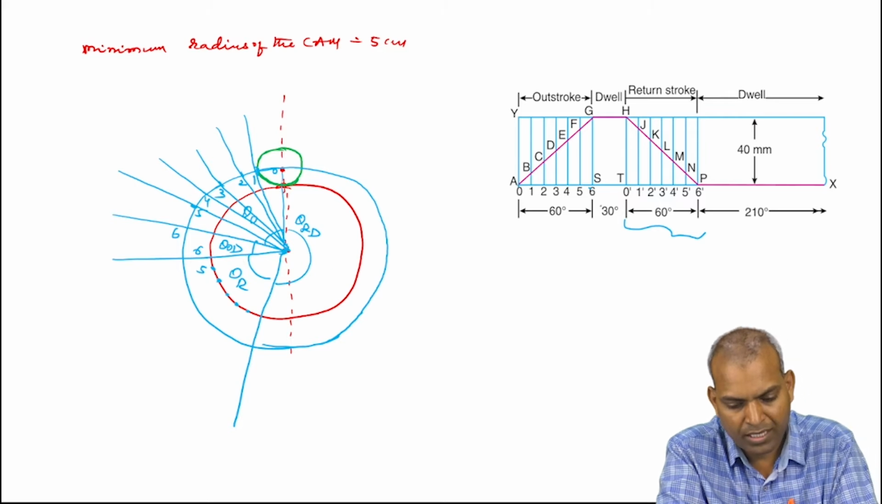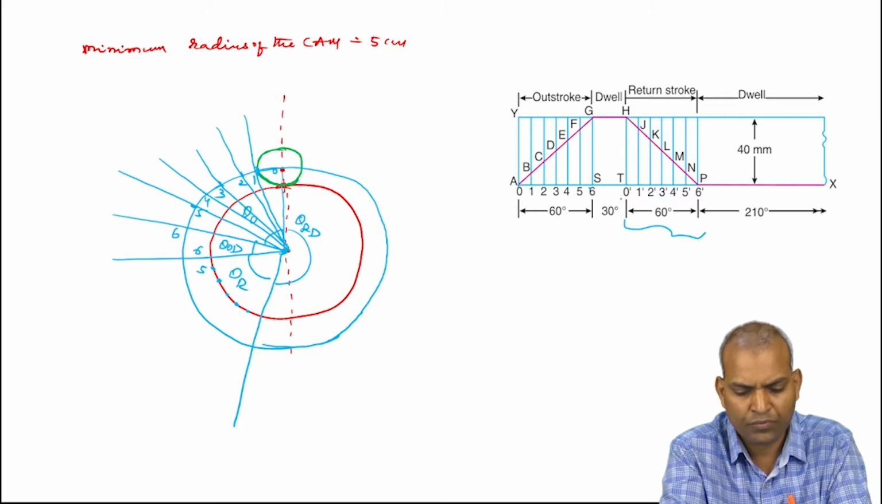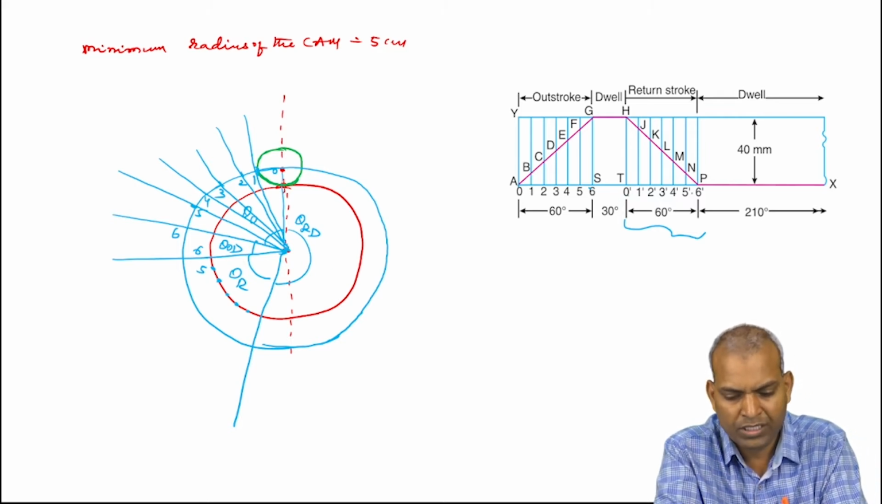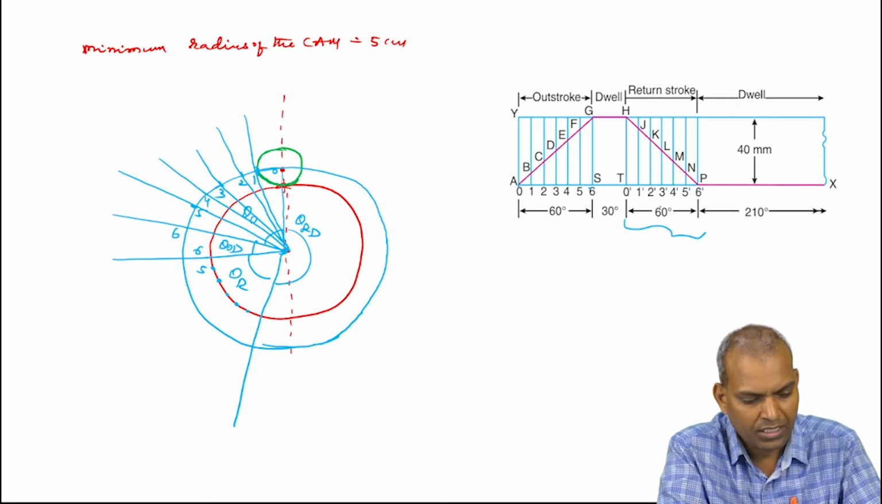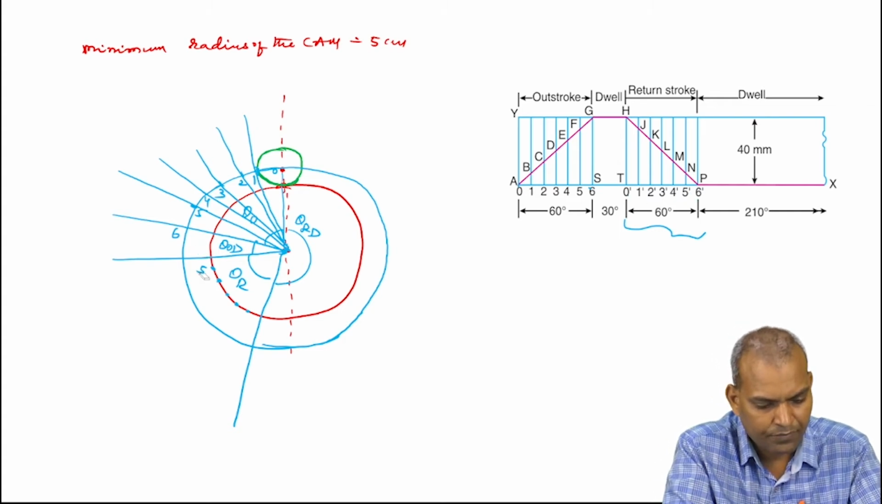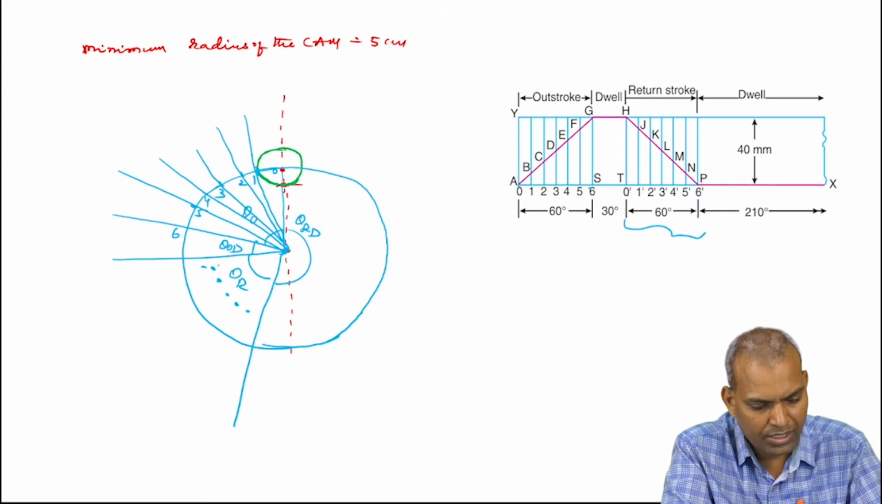I am using a different notation, which you can follow. I am following whatever notation we used in the displacement diagram. That is 0 dash.